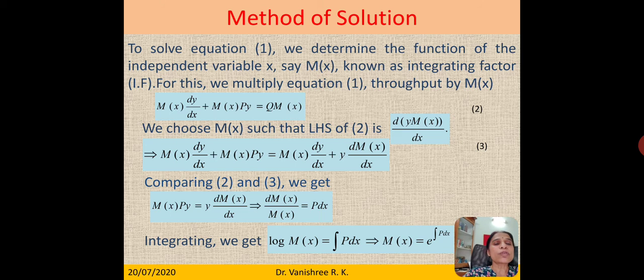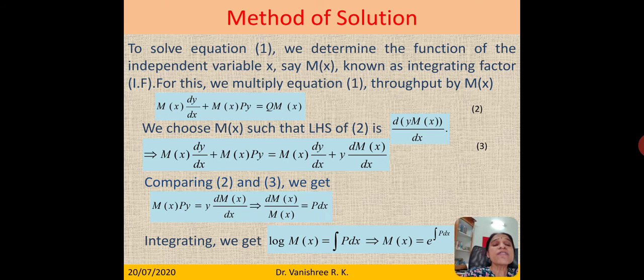For this, we multiply equation 1 throughout by m of x. What is it that we are trying to do here? We will unfold this as we go further. What is our aim? What does this step say? It says that you have to multiply equation 1, which was dy by dx plus py is equal to q, by m of x. So, multiply each and every term by m of x.